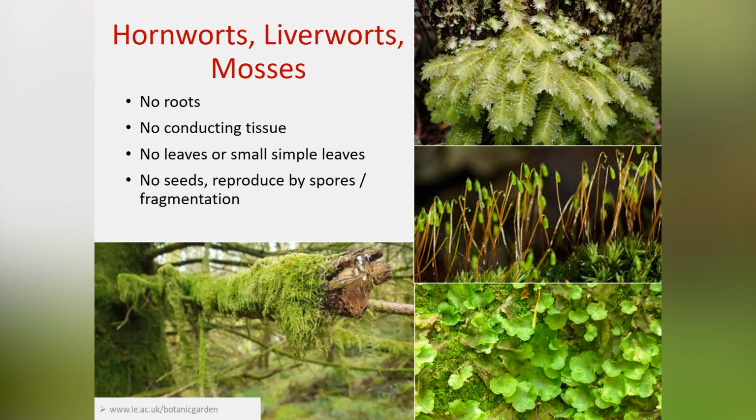Hornworts, liverworts and mosses are the simplest land plants. They don't have a developed root system or conductive tissue that takes water and food through the plant. This means they can't control water loss from their leaves, so need to live in wet and damp places. They don't have seeds and reproduce using spores. The middle picture shows the spores of moss held in tiny cases ready to be released.